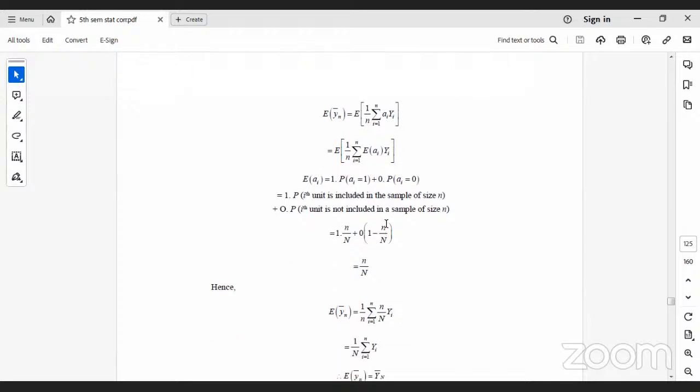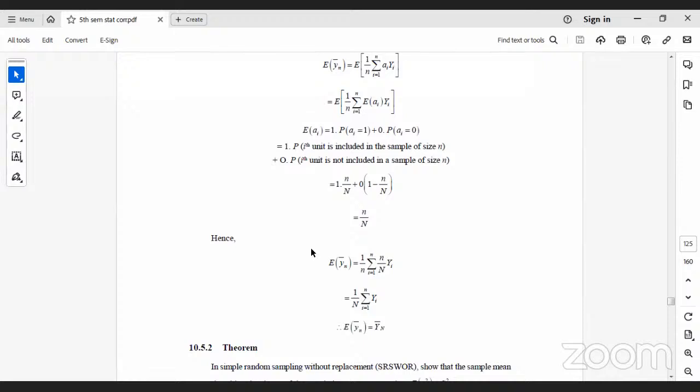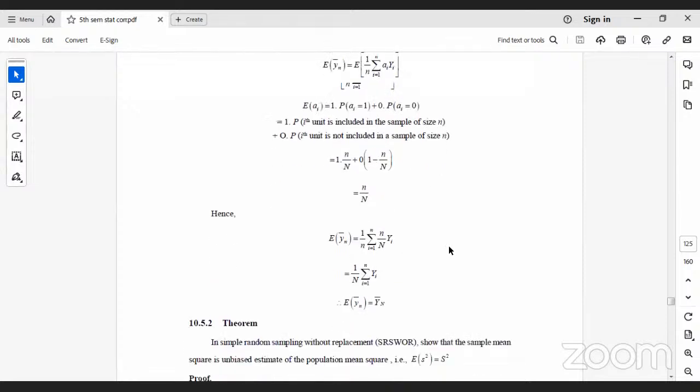So therefore the formula: 1 by n, small n by capital N, and 0 into something is 0, therefore n by N. Hence we are taking here small n by capital N. E of y bar n is equal to 1 by n summation of i is equal to 1 to N, small n by capital N, this value is capital N by Yi. So 1 by n, the small n gets cancelled here. So 1 by N summation of Yi. So E of y bar n is equal to capital Y bar N. It's most important. Any doubt, ask me. I will clarify again, please.